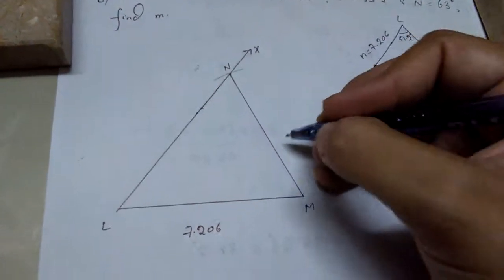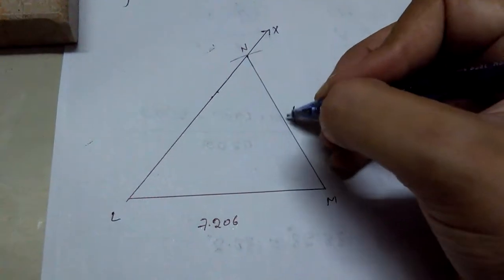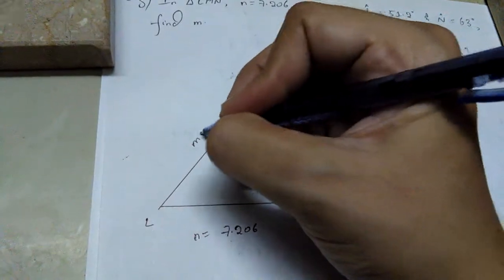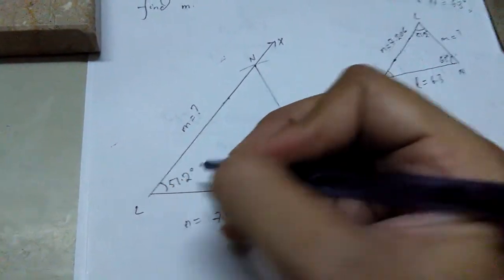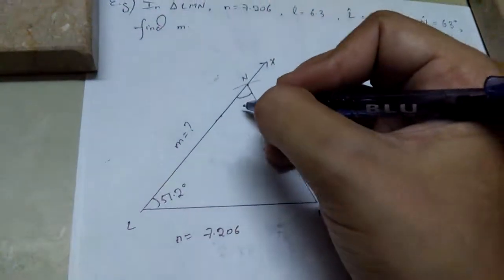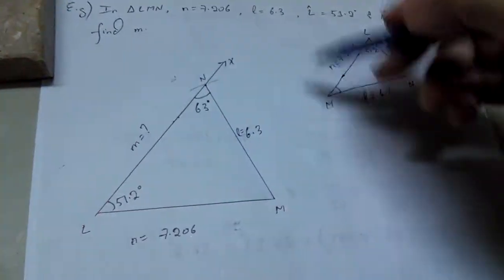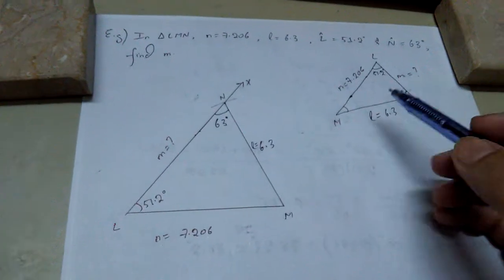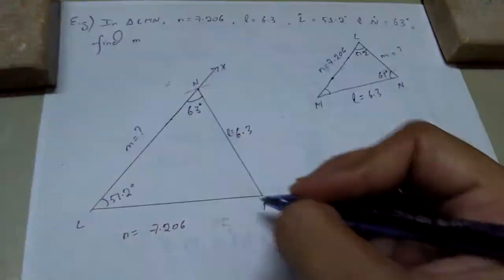And this line segment from here to here is 6.3, and this is your L, this is going to be your N, this is M that we have to find out. This is our 51.2 degrees. This one, when you calculate, you will come to know it's definitely going to be 63 degrees. Because we have now drawn this figure according to the scale, that's how it looks. Though it's a little bit different from our rough one, at least it is quite close.